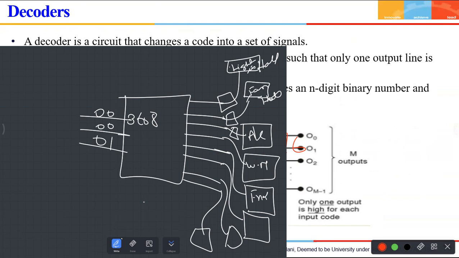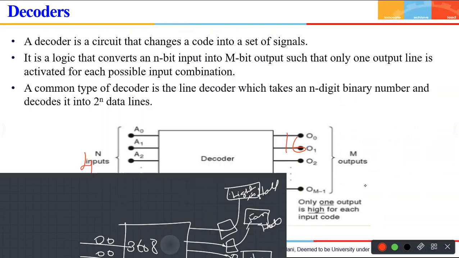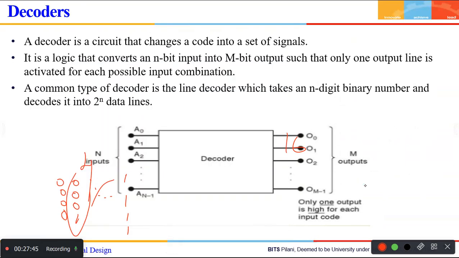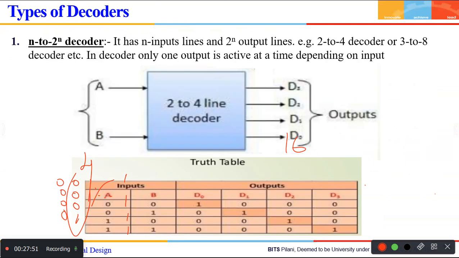Sometimes the output need not be active high, it can be active low also. All of you understood the difference between active high and active low. I have told you in my last class. I told you many things about decoders. All of you know about decoders. This is a 2 to 4 line decoder.